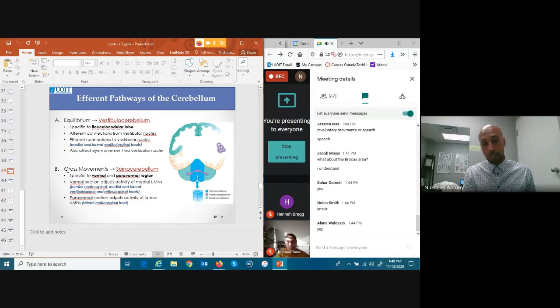Gross movements is the second component. It's right down the middle. It's the dark blue. It's responsible for gross movements or core and posture. It's called the spinocerebellum. And it's going to be associated with our upper motor neuron tracts, those tracts that are for core and posture control. So we have the medial corticospinal, the medial and lateral vestibulospinal, and reticulospinal tracts.